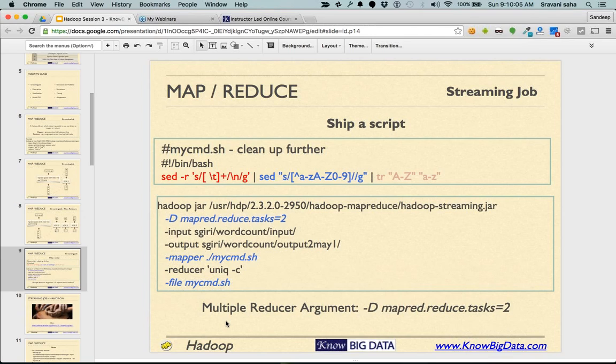So whatever program you have, whether it's legacy code or any program, if you want to run it as mapper or reducer, you can ship it there. If there are multiple files, let's say mycmd.sh is using myLibrary.sh, another command, or it's using xyz.jar, you can ship all of these together and send them to all the nodes. Okay.